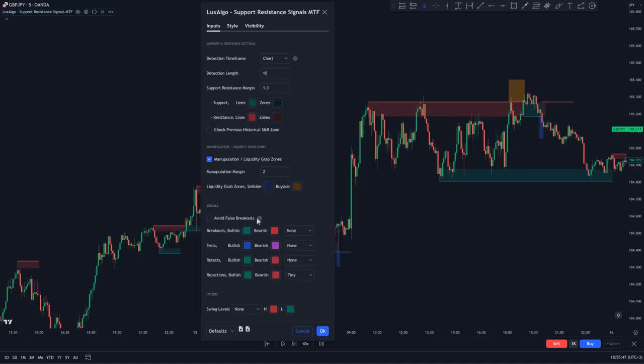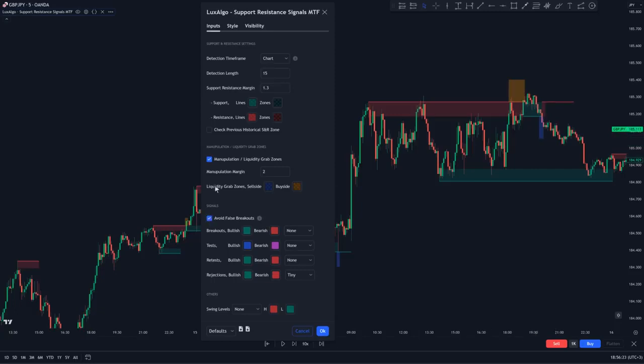Avoid false breakouts. By enabling this checkbox, the indicator will only highlight breakouts that surpass the manipulation zone. Breakouts that don't exceed this zone are omitted. For the strategy we're going to be showcasing, we'll activate this feature.